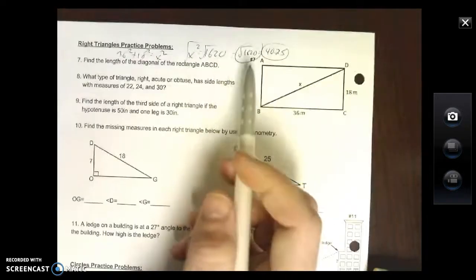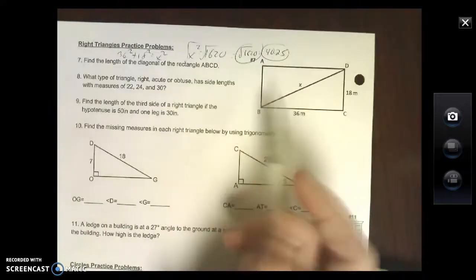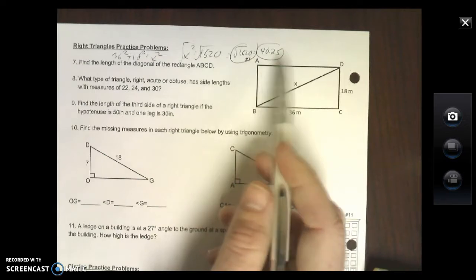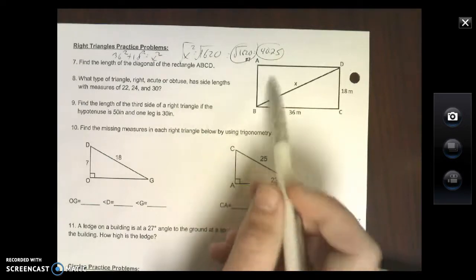If they break that down on the test, it's a multiple choice test. Do what we talked about for the Algebra Keystone: plug in the square root of 1620, get 40.25, check all your answers, and see which one equals that.